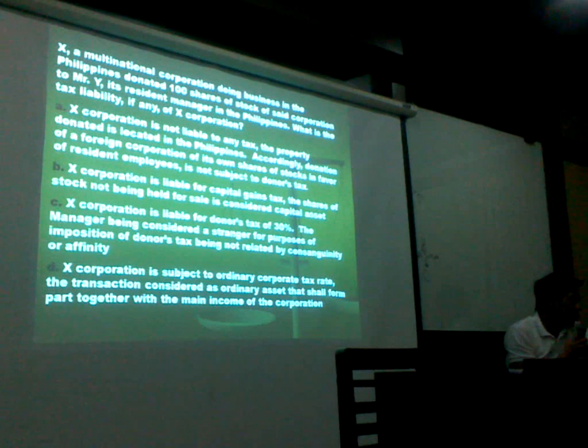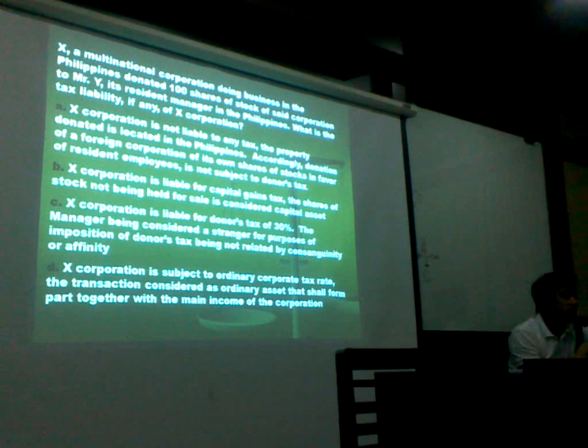Letter A, X corporation is not liable to any tax. The property donated is located in the Philippines. Accordingly, donation by a foreign corporation of its own shares of stocks in favor of resident employees is not subject to donor's tax. Letter B, X corporation is liable for capital gains tax. The shares of stock not being held for sale is considered a capital asset. Letter C, X corporation is liable for donor's tax of 30%. The manager is considered a stranger for purposes of donor's tax, being not related by consanguinity or affinity. Or letter D, X corporation is subject to ordinary corporate tax rate. The transaction is considered an ordinary asset that shall form part together with the main income of the corporation.